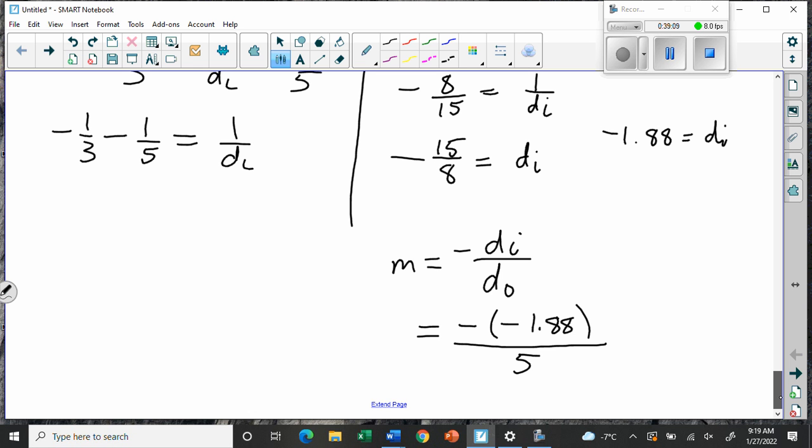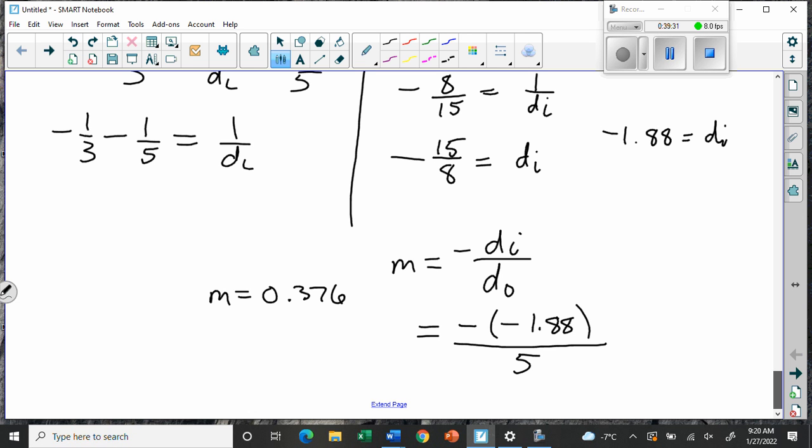So we can do that on our calculator. I'm actually going to use 1.875 just to get more accurate. Okay, 0.376 is what that comes out to, and it's a positive number. So that means that's just over a third. A third is 0.33. That's just a little bit over a third, right?